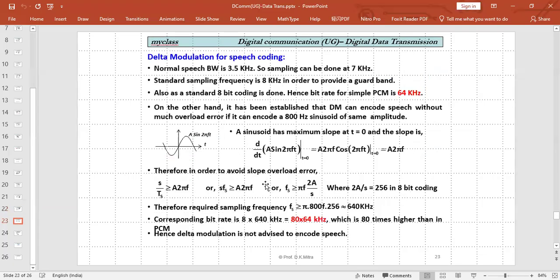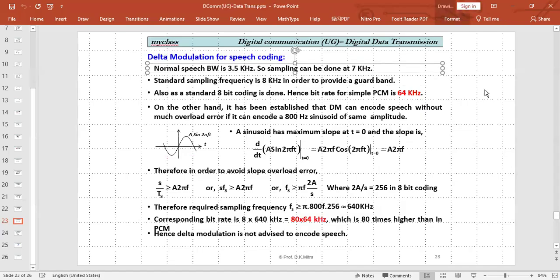Then we shall see one aspect that sometimes you get as a question in your exams: whether delta modulation is good for speech coding. That means somebody is giving a lecture or classroom lecture, whether delta modulation is good or not. The description here is not very difficult.